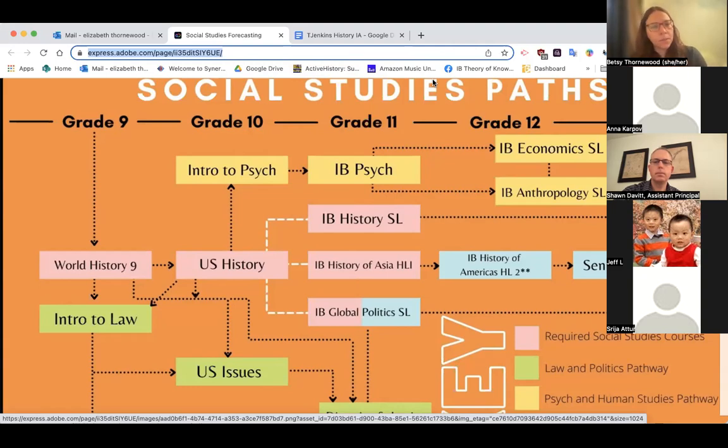Ninth grade electives are really limited to intro to law. Ninth grade year is very jam-packed, so it's harder to have space in your schedule for electives. Right now, we really only have the intro to law course open to them. In 10th grade, things start to open up. You have intro to law, intro to psych, and US issues. And then in 11th grade, everything is there for you to engage in.